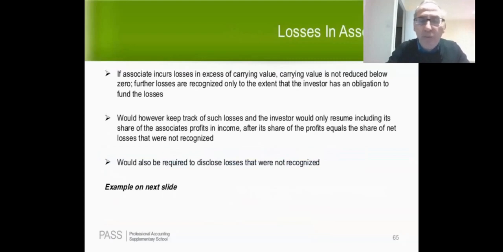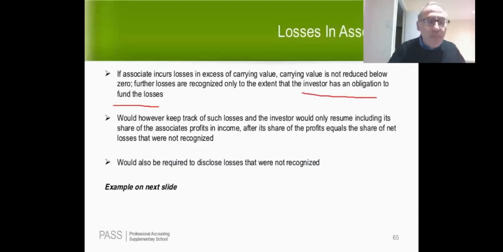What I'm talking about is the following. I said earlier that when we use the equity method, how do we come up with a balance sheet value? We take the opening balance and we add equity earnings, or we subtract equity losses. What if the equity loss is greater than the opening balance? The opening balance is $1 million and the equity loss is $1.2 million. Do we reduce the balance to below zero, to negative 200,000? The answer is we only do so if the investor has an obligation to fund the losses. Otherwise, we would only reduce the balance to zero.